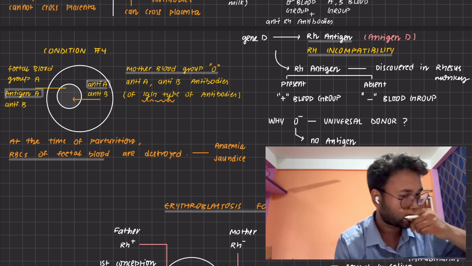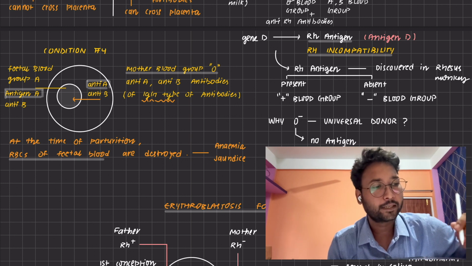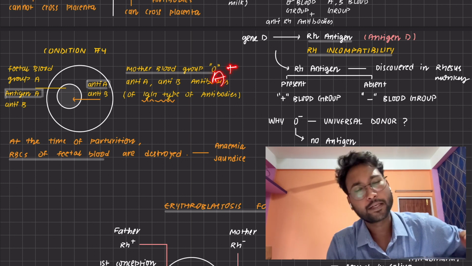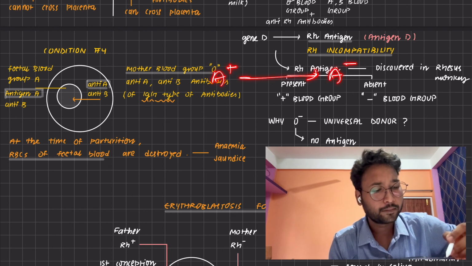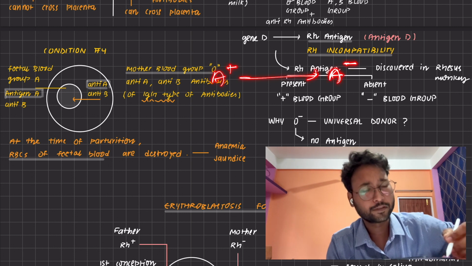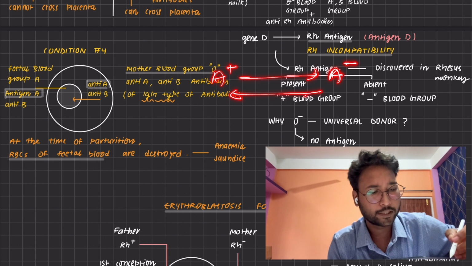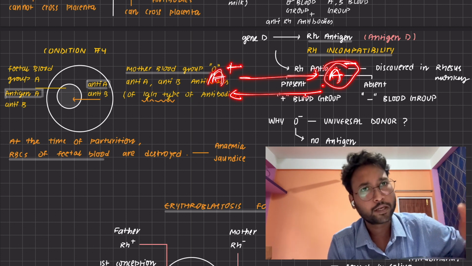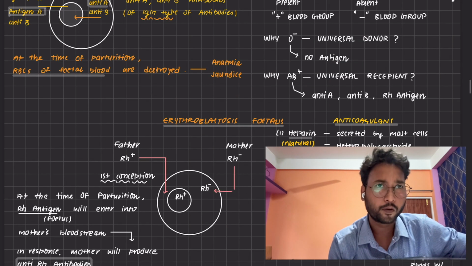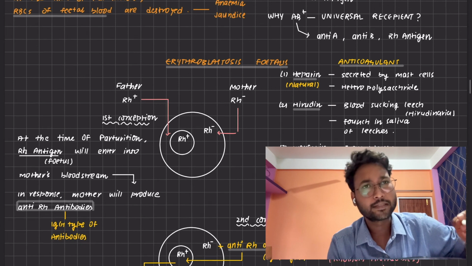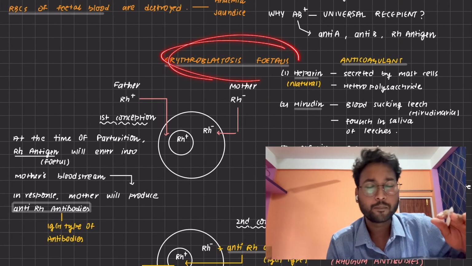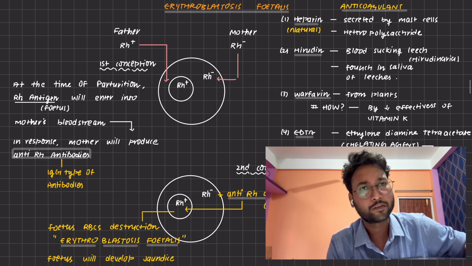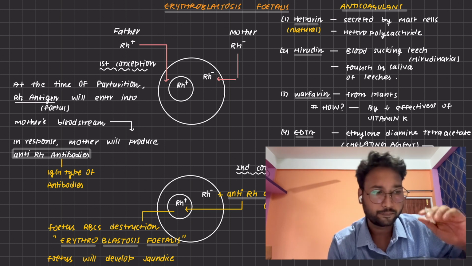Okay, erythroblastosis fetalis. What is the case of erythroblastosis fetalis? For example, let's see. The father belongs to the Rh positive blood group, whatever it is: A, B, AB, or O, it doesn't matter. But the father belongs to the positive blood group, for example A positive or B positive, right? And the mother belongs to the negative blood group.